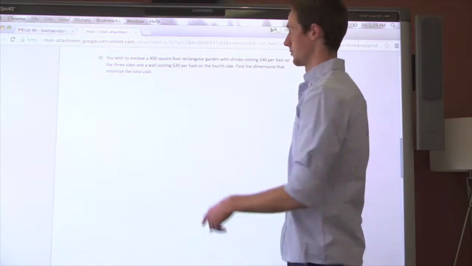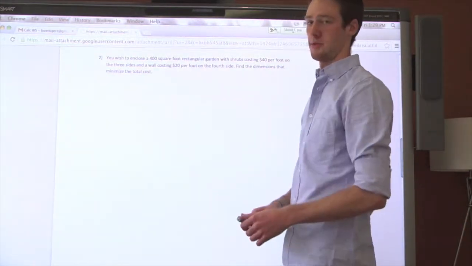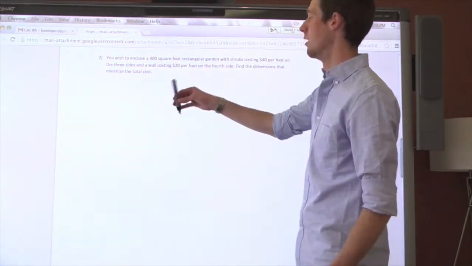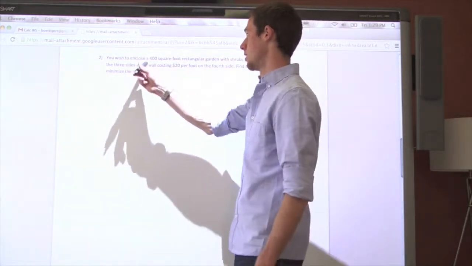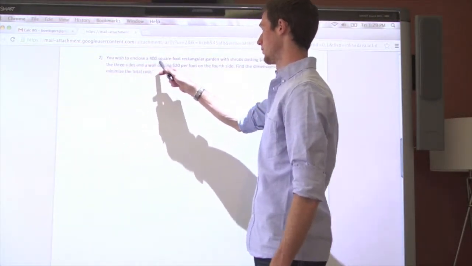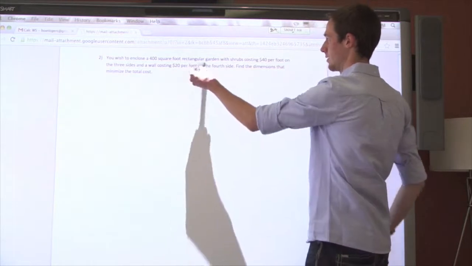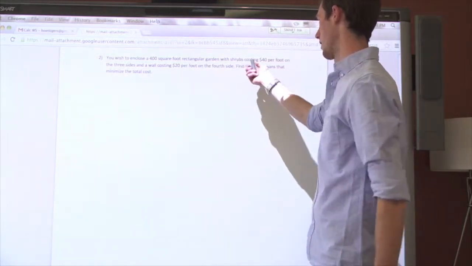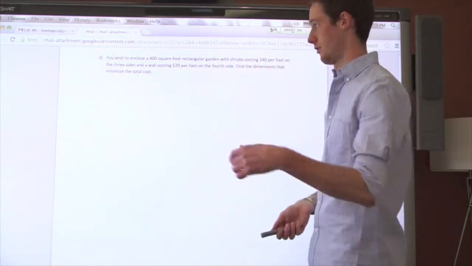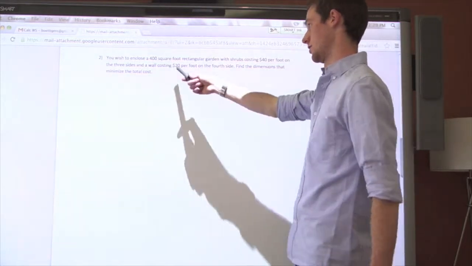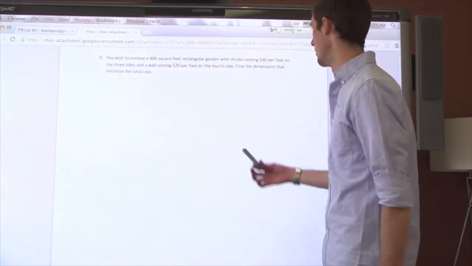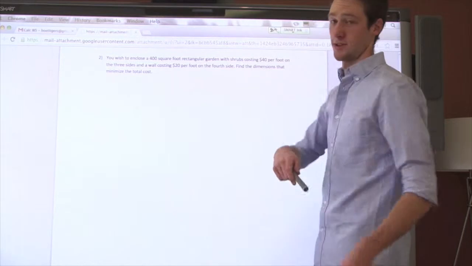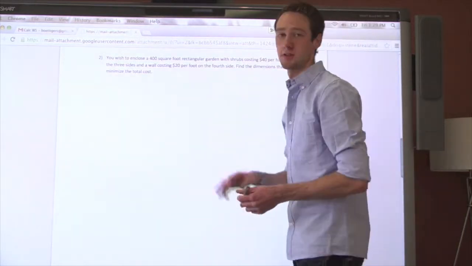So the problem we're going to do for this week is problem number 2, and this is going to be one of the applied optimization problems. What we're going to read through here is finding an enclosed 400 square foot rectangular garden with shrubs costing $40 per foot on 3 of the sides and a wall costing $20 per foot on the 4th side. We want to find the dimensions that are going to minimize the total cost to do this.